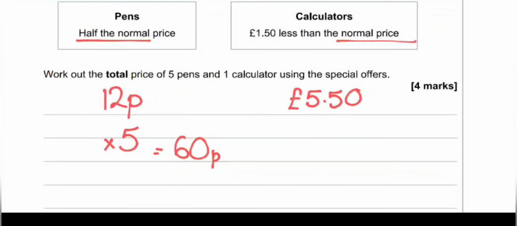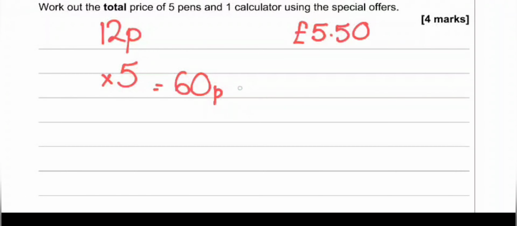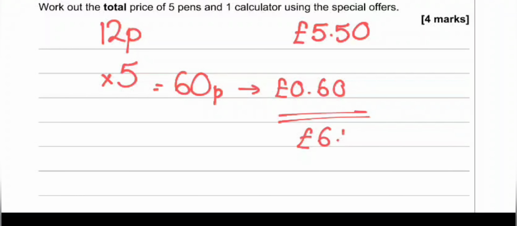Then we do the discount pens times by 5, which is 60p. 60p, not £60. Let's convert that into pounds though, 0.60, so that we can just add it in a column and we get a realistic amount, £6.10.